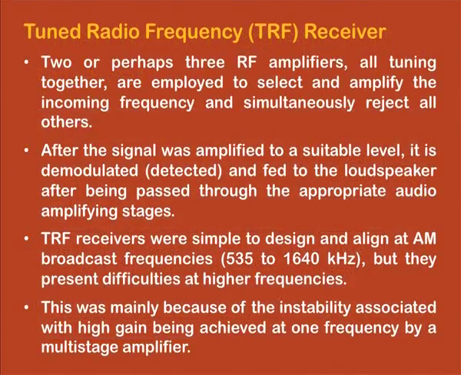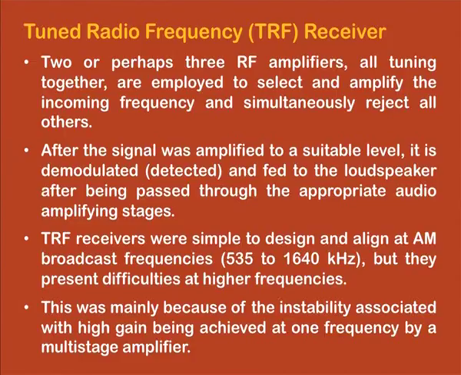So, in the tuned frequency receiver what we have is perhaps 2 or 3 RF amplifiers all tuned together, and they are employed to select and amplify the incoming frequency and simultaneously reject all others. After the signal was amplified to a suitable level, it is demodulated and fed to the loudspeaker after being passed through appropriate audio amplifying stages.